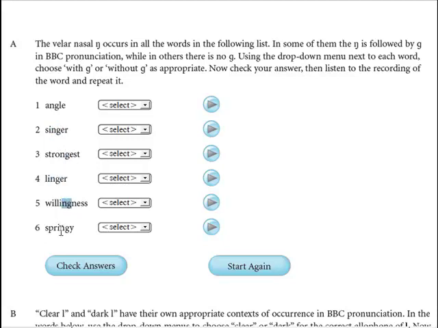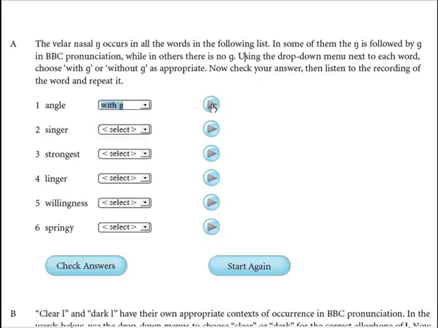Okay, let's see what it wants us to do with them. In some of them, the sound is followed by a g in British Broadcasting Corporation pronunciation, while in others there is no G. Using the drop-down menu next to each word, choose with G or without G as appropriate. Now this is sound, so angle definitely has a G.